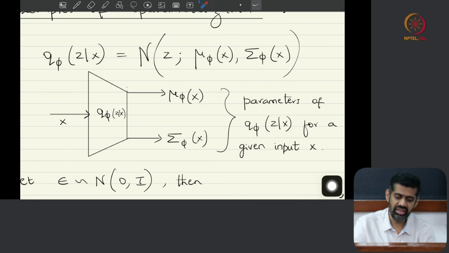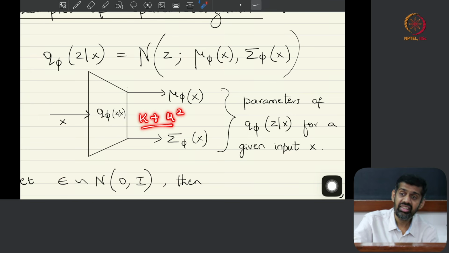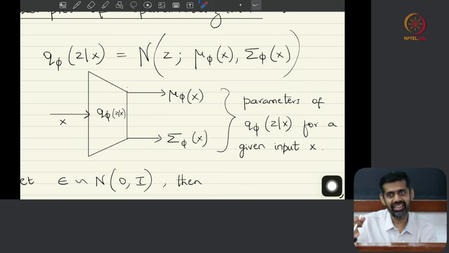typically when you implement, what is done is that if, let us say that my random variable z is in k dimensions, then the number of nodes in the last layer of this neural network will be k plus k squared. Why? k is for mean and k squared is for variance. If you want to simplify this, assume that the variance of this distribution is diagonal and make it k plus k. That is one assumption that you can make, but in general it can be k plus k squared. You see why it is k plus k squared, right? Yeah, that is how you implement it.